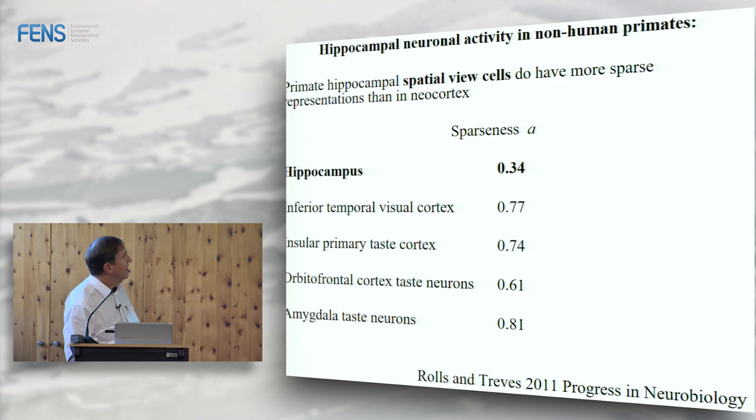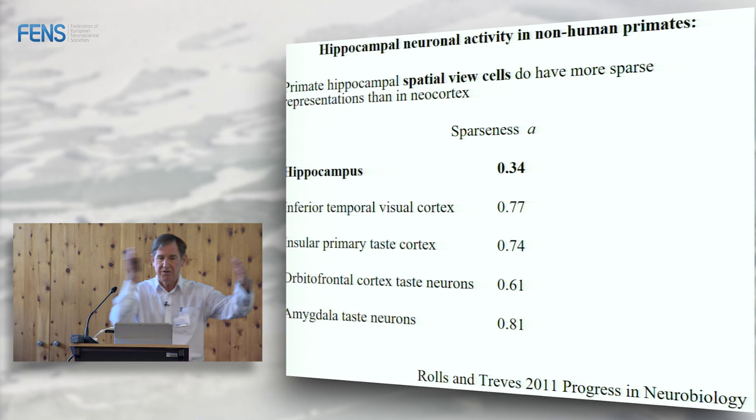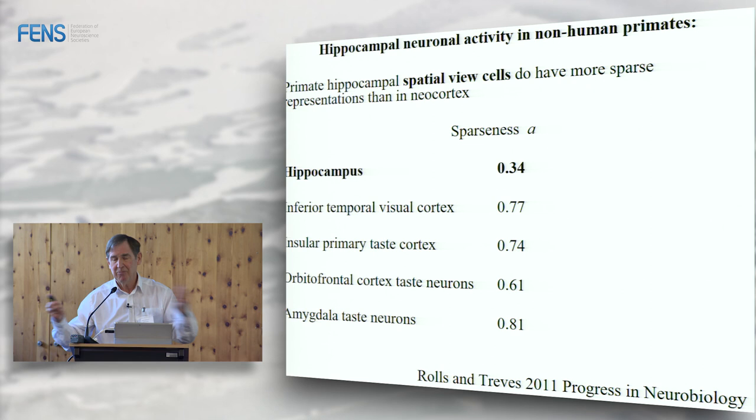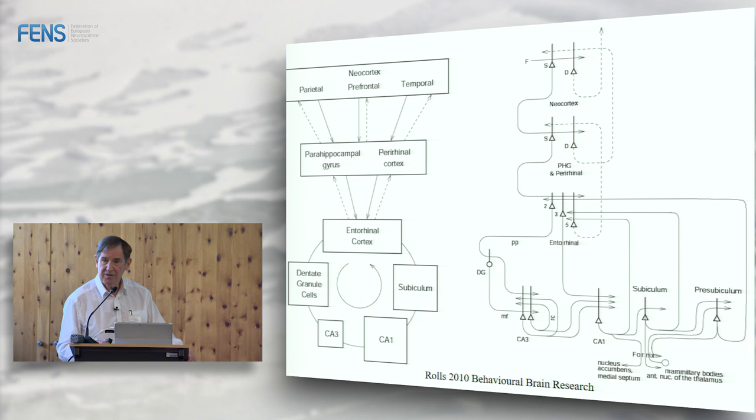Just a little note, the hippocampus of the monkey is more sparse in its spatial and other representations than neocortex by a factor of 2. This, we think, is an underestimate. It's sparser than that because we only measure in one environment. In a rat, if you move the rat to another environment, you tend to get many new cells firing, and many of the old ones from the first environment don't fire. So actually, because we only used one room, our sparseness representation, in fact, will be lower than that and closer to what Rodrigo finds in humans. Okay, so there you are.